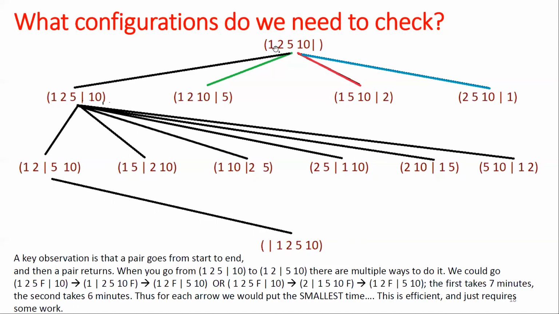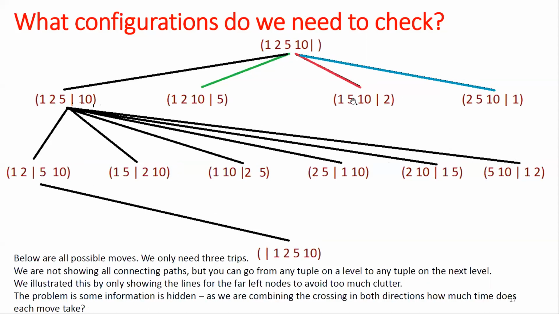So what's the smallest way if you go from 1, 2, 5, 10 to 1, 2, 5, 10? We send 1 and 10 over, and who comes back? 1 and 1. So that would take 11 minutes. What's the fastest way to go from 1, 2, 5, 10 to 1, 5, 10, 2? We send 1 and 2 over, and then we send 1 back. So that takes 3 minutes.